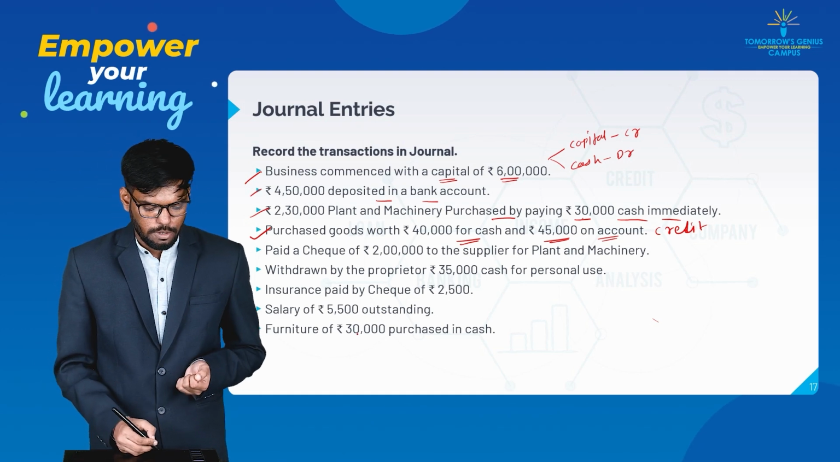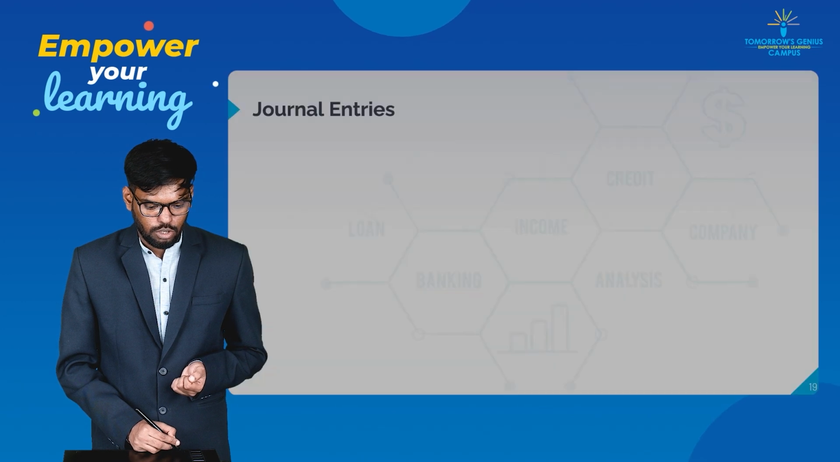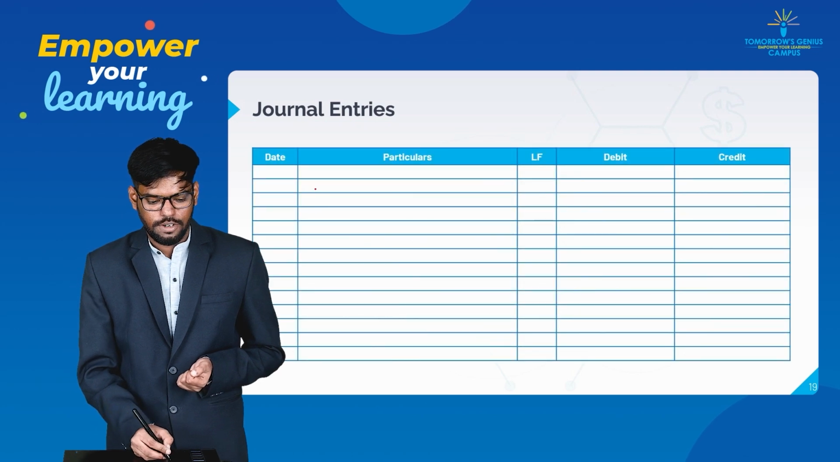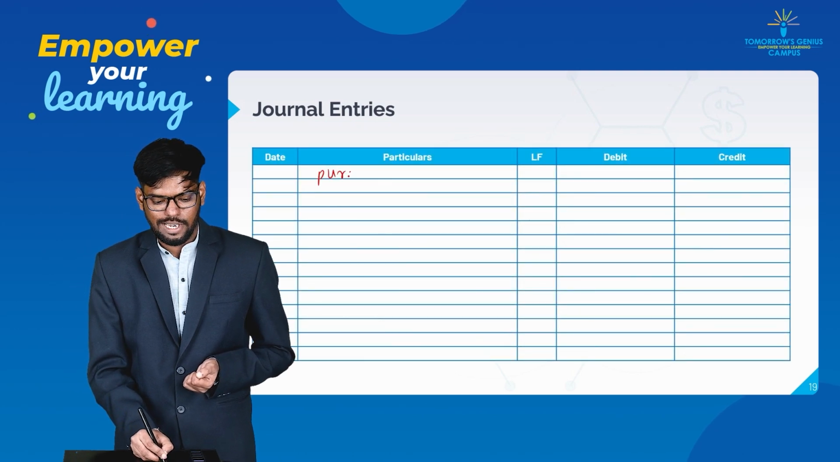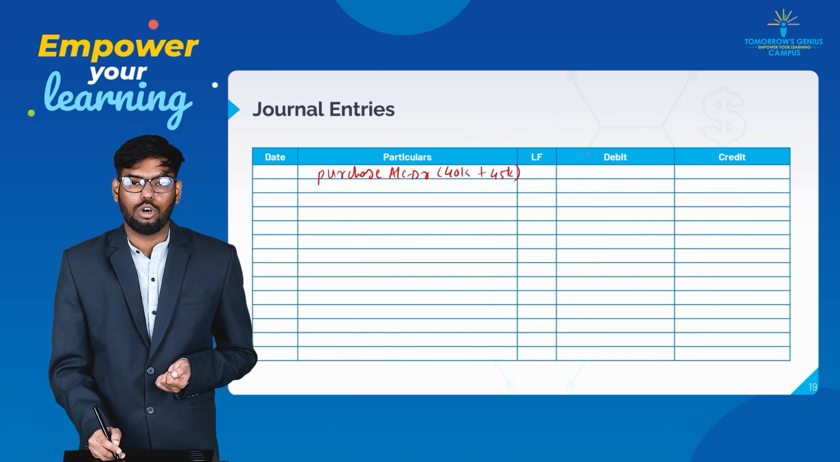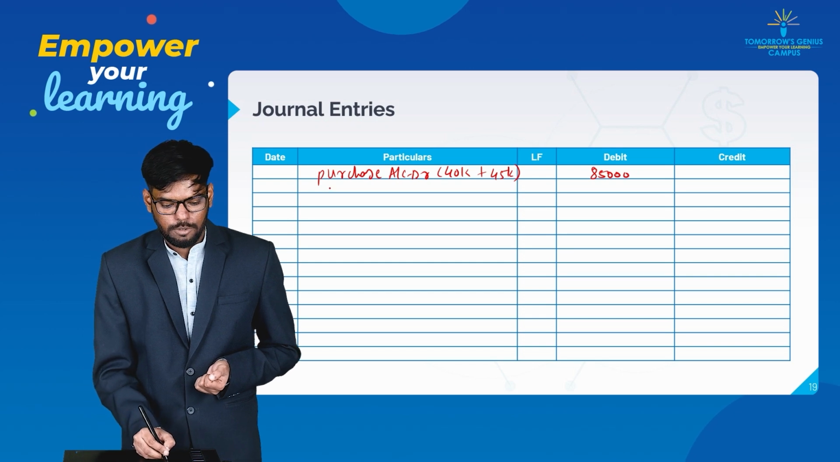So purchase always we have to debit, right? Purchase is an expense and that we always have to debit. So here the entry will be purchase account debit. 40,000 rupees of goods you purchase on a cash basis and 45,000 on credit basis. So the total amount of purchase is 85,000, right?